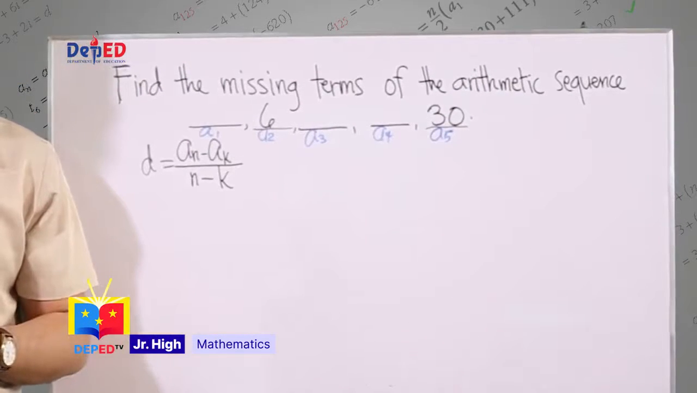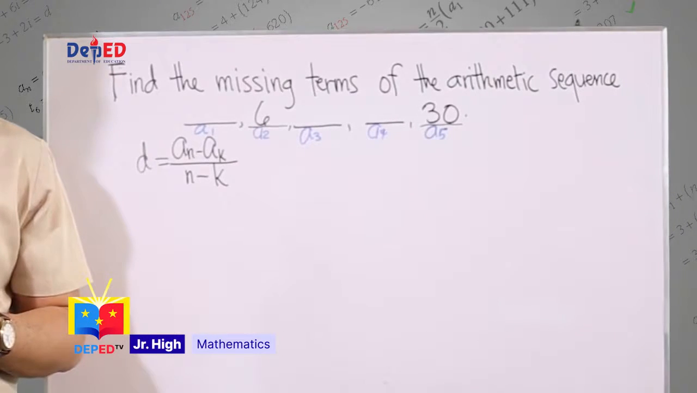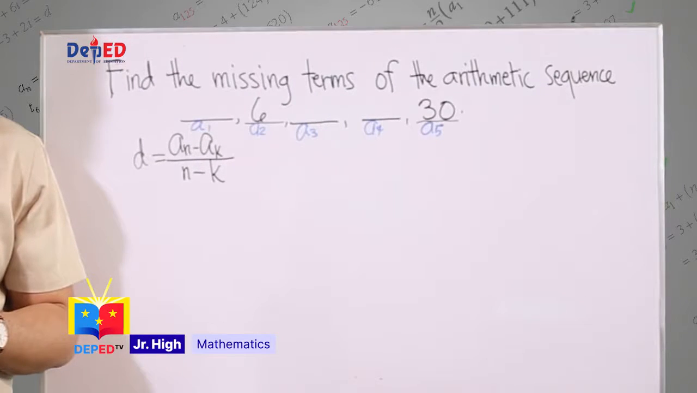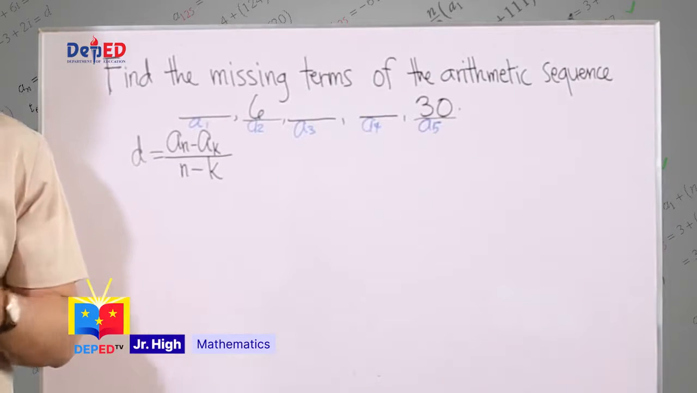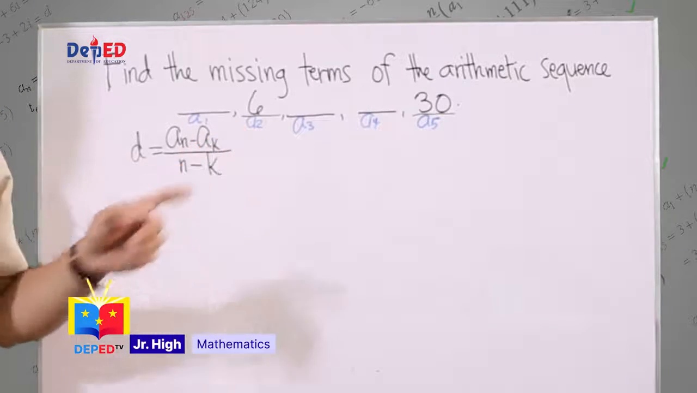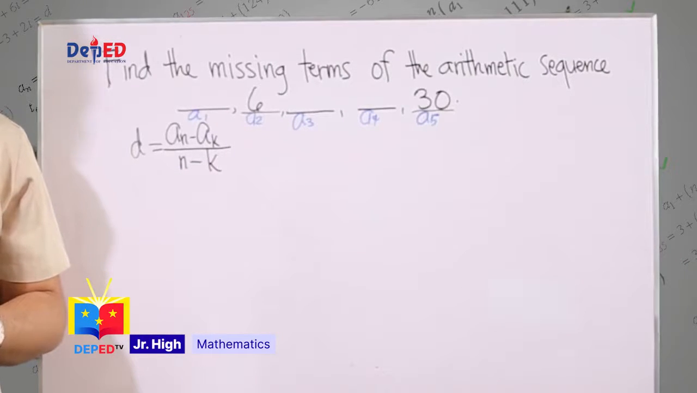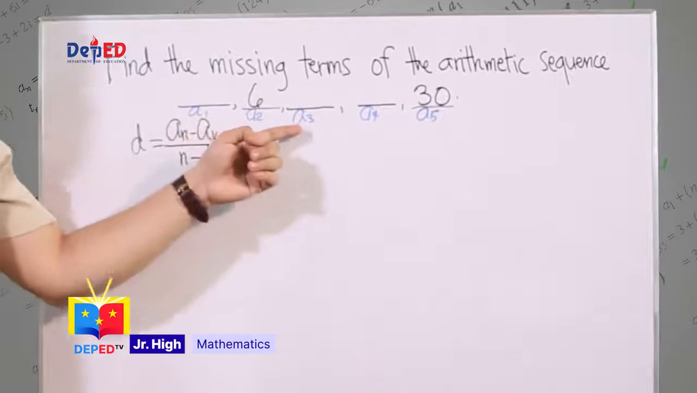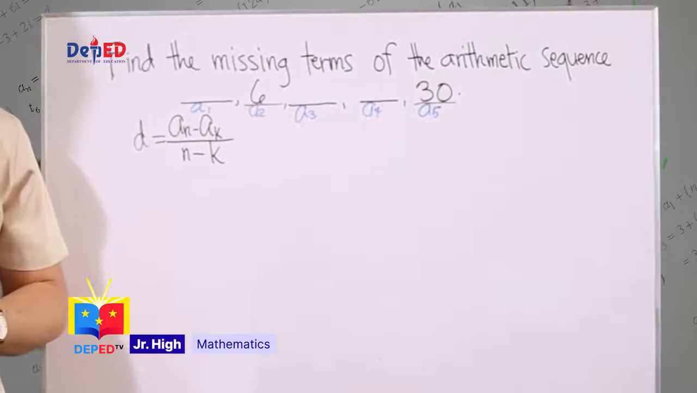Find the missing terms of the arithmetic sequence: unknown for a sub 1, 6, the third and the fourth terms are also unknown, and 30. The arrangement of the terms tells us that the second term, or a sub 2, is equal to 6, and a sub 5, or the fifth term, is equal to 30. We are supposed to find the first term, a sub 1, the third term, a sub 3, and the fourth term, a sub 4.